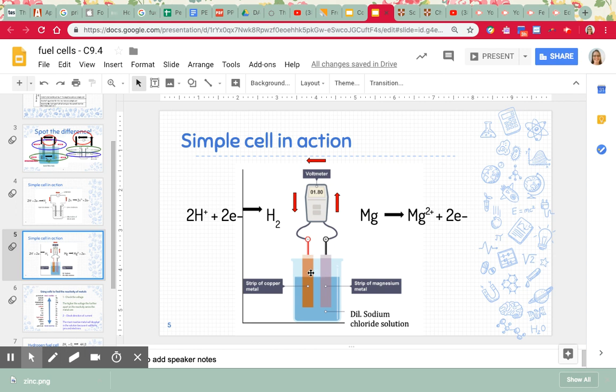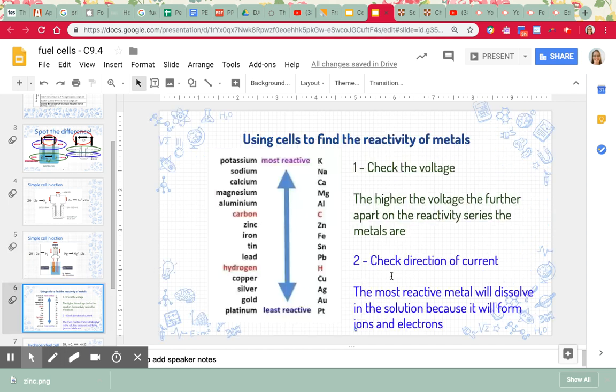So one way to tell would be to replace magnesium with zinc, and if the number on the voltmeter went down, we would know that zinc was less reactive than magnesium. A second way that we can do it here is to check the direction of the current.